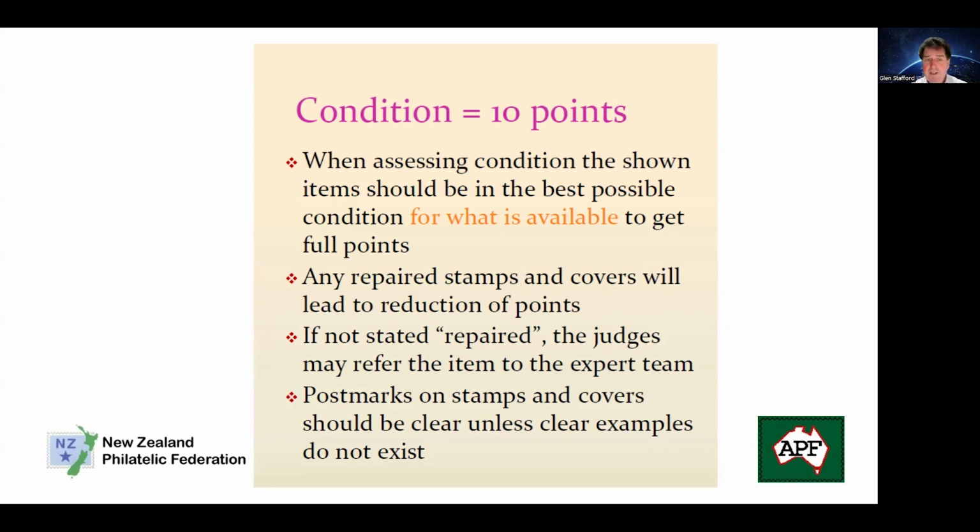So when assessing condition, we should always look for the best possible. So if you've got multiple stamps, you pick the best one, the most centered, the cleanest perforations, etc. Try to avoid any repaired stamps or covers, as that will reduce your points. If it's stated repaired, then the judge may refer the item to an expert team. And postmarks on stamps and covers should be the clearest examples unless they do not exist. So if it's the only cover known, you would accept a poor postmark because of that.